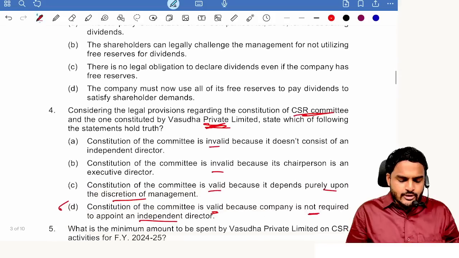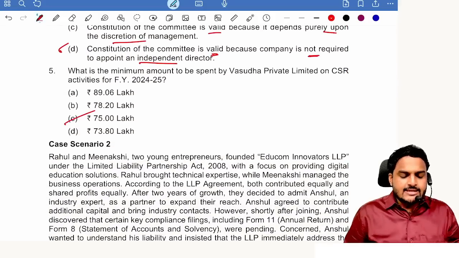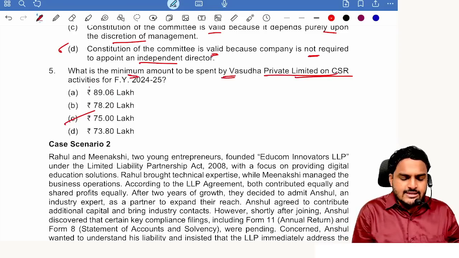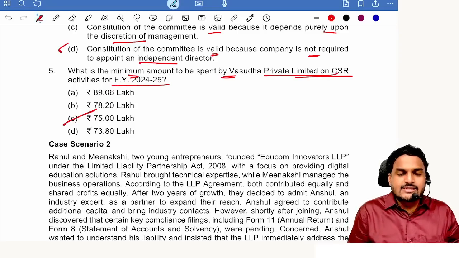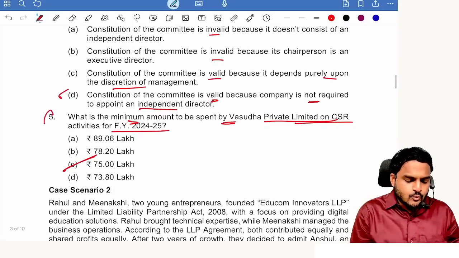0.75. So if you look at the options, 75 lakhs. What is the minimum amount to be spent by Vasudha Limited on CSR activities for financial year 24-25? It is 75 lakhs. The 5th question is over.